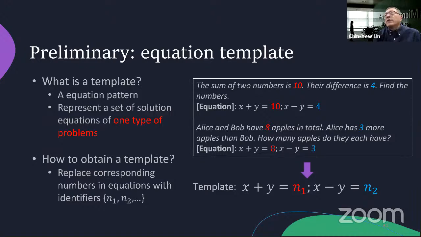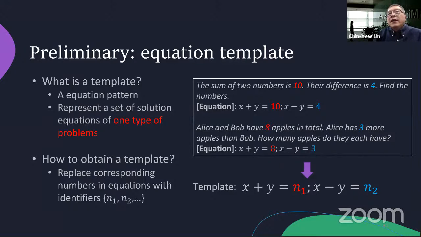And the template I keep talking about is that you just remove those numbers and replace them with number variables. So the template becomes x plus y equals n1, x minus y equals n2. So next time when a similar question comes in, I run some kind of retrieval algorithm, find the highest ranked result, and get a template, and then I take the question. For example, if the question is Alice and Bob, then I replace n1 with 8 and n2 with 3. Then I have an equation, and I can solve it and get the answer, right?